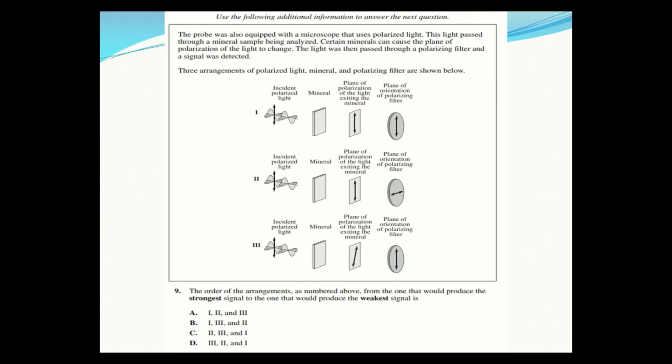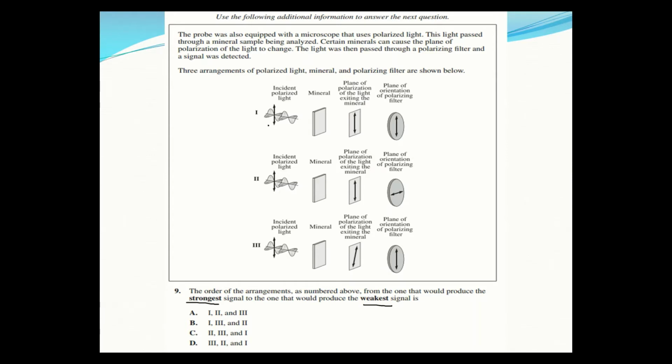It's showing EMR and it's showing polarization. So we're trying to rank these from the strongest signal to the weakest signal. Strongest signal to weakest signal means, like how I was showing you with the polarization, the most light going through to the least light going through.